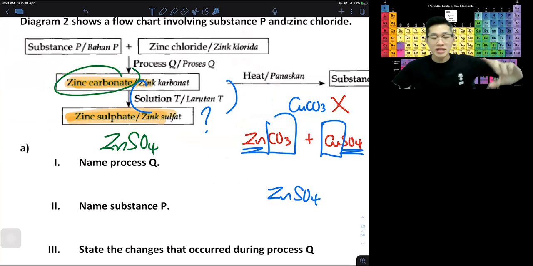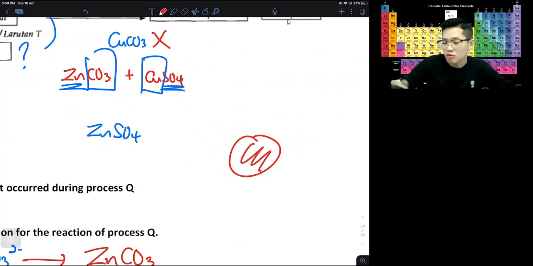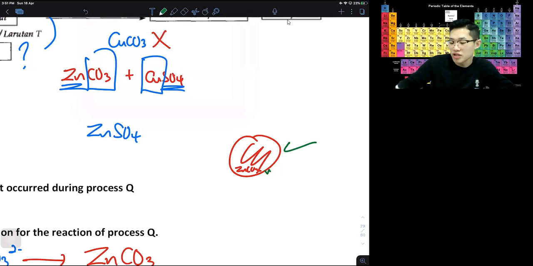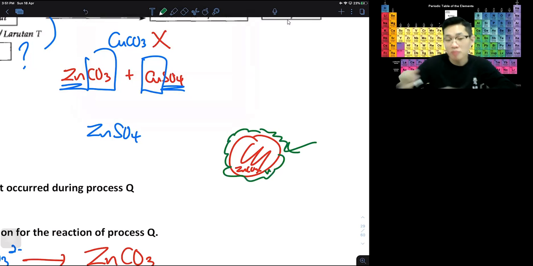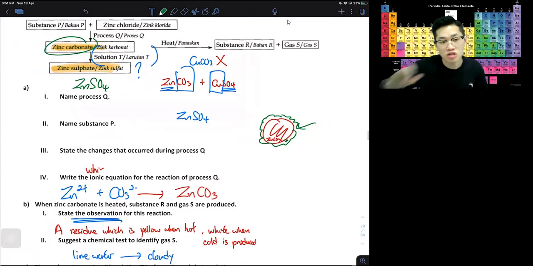And also, when this happens, the reaction cannot be completed, because what happens is, you have a piece of zinc carbonate. You imagine this zinc carbonate. When the acid reacts, when they react with the CuSO4, it will form the precipitate around it. Then the reaction will stop. So this is why we cannot use it.